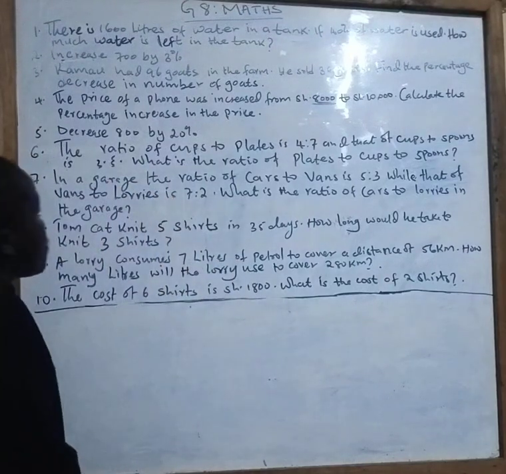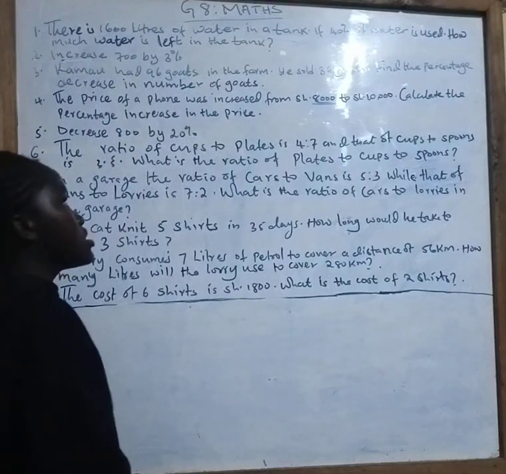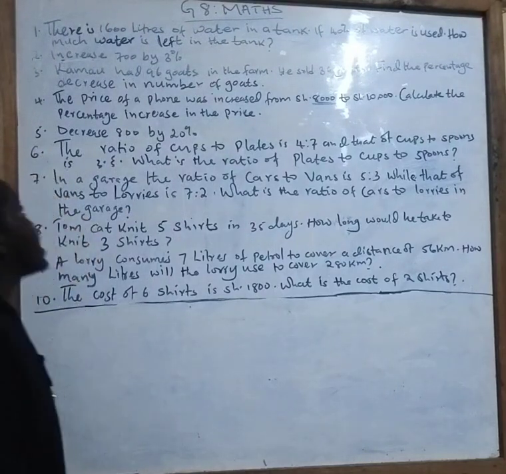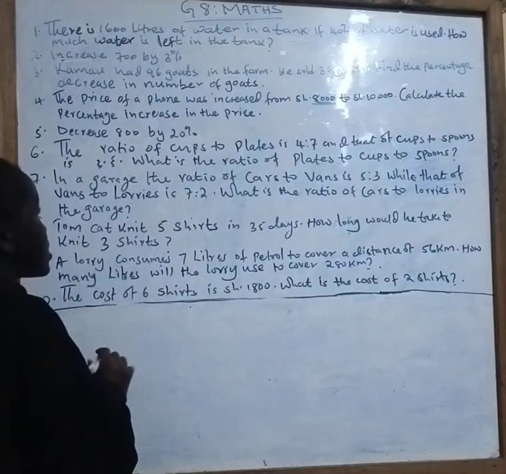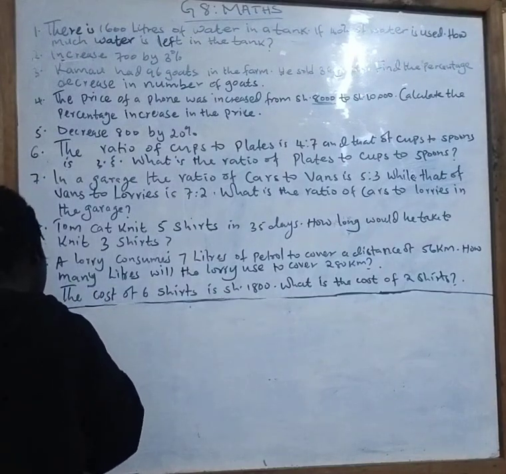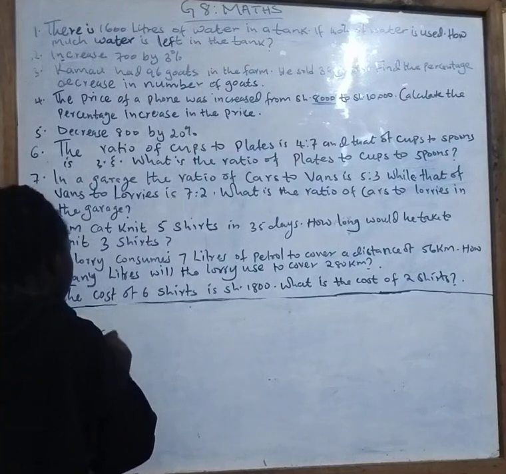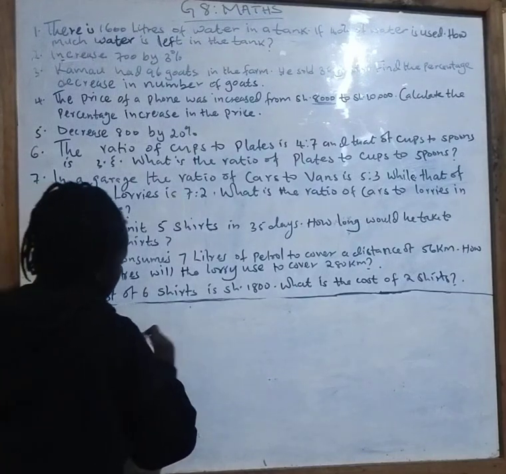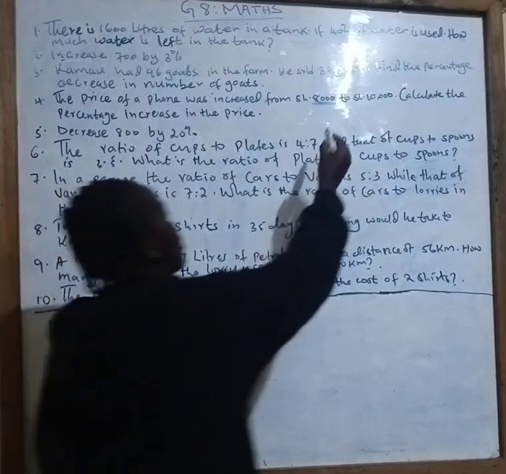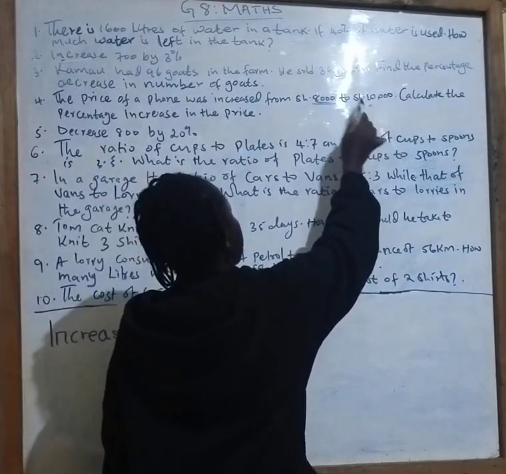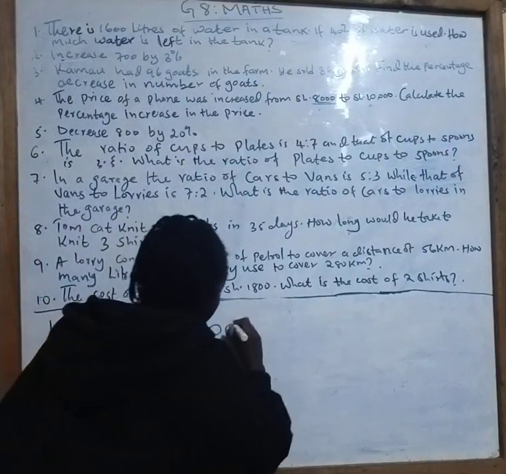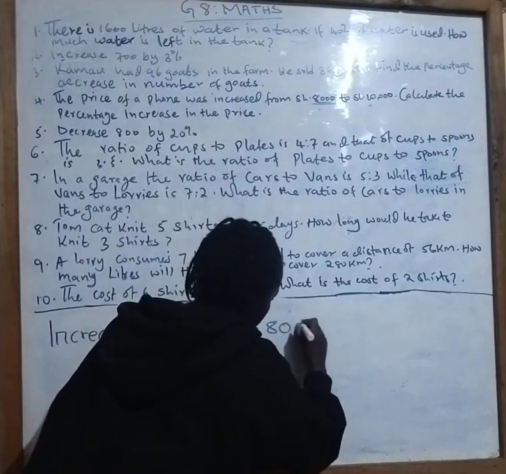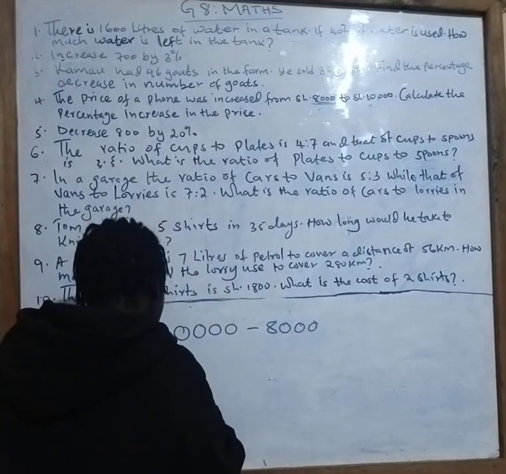The price of a phone was increased from 8,000 shillings to 10,000. Calculate the percentage increase in the price. You write the increase is, you would take this one minus this one. 10,000 minus 8,000. Your answer is 2,000.